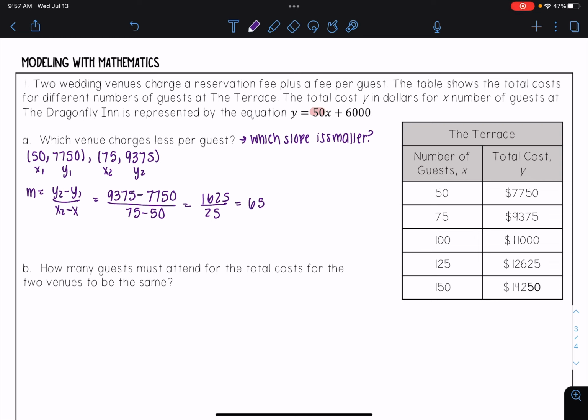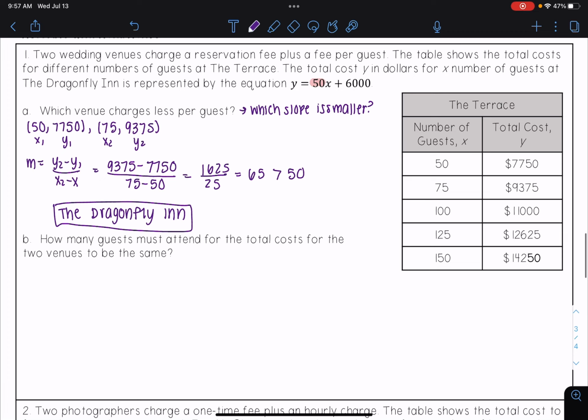So the slope of the terrace is 0.65, which is greater than the slope of the Dragonfly Inn, which is 0.50. And so I can say the answer here is Dragonfly. And that's because 0.65 is greater than 0.50.